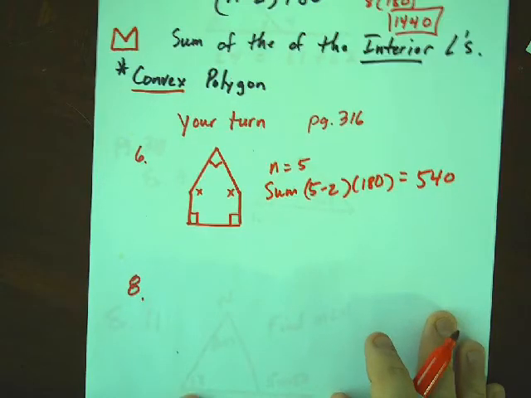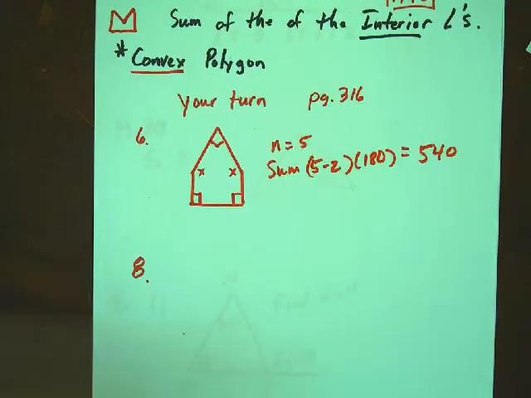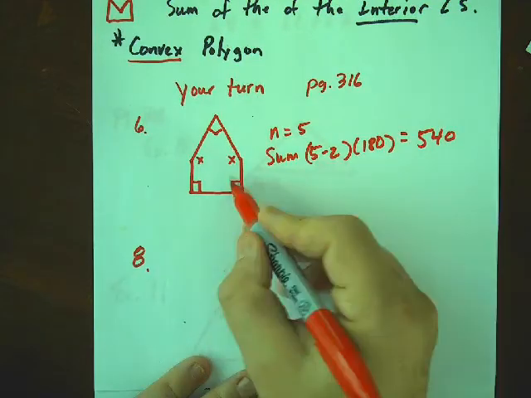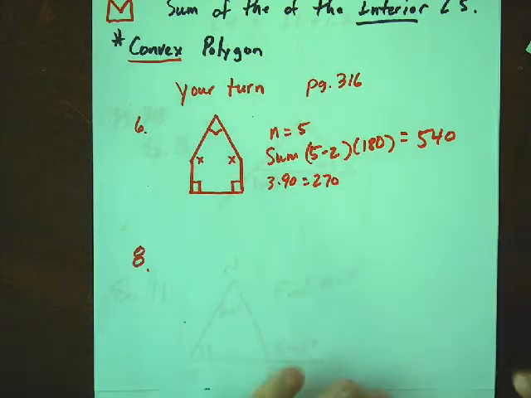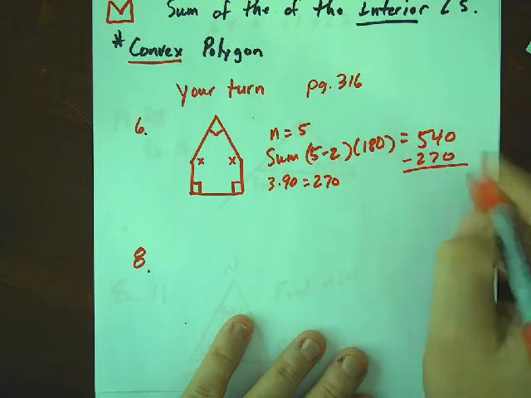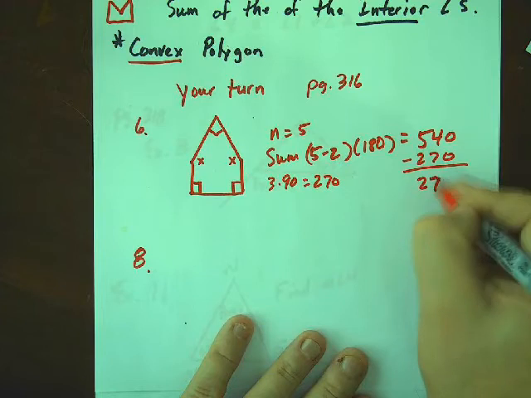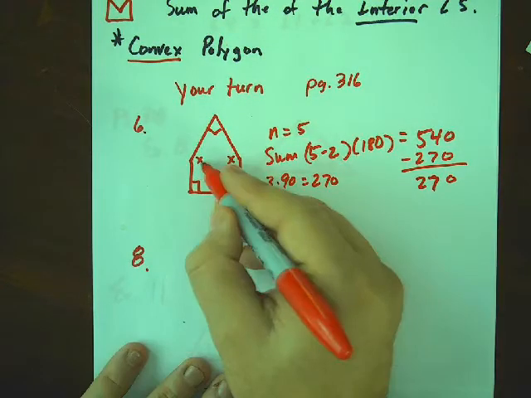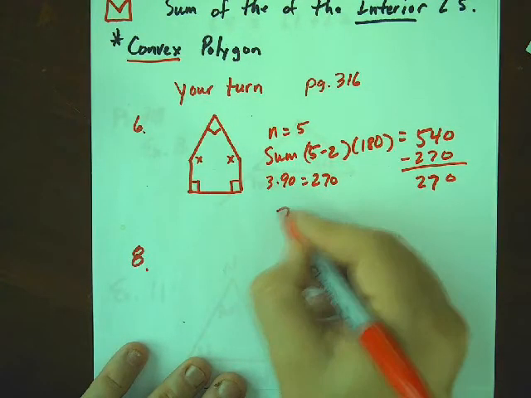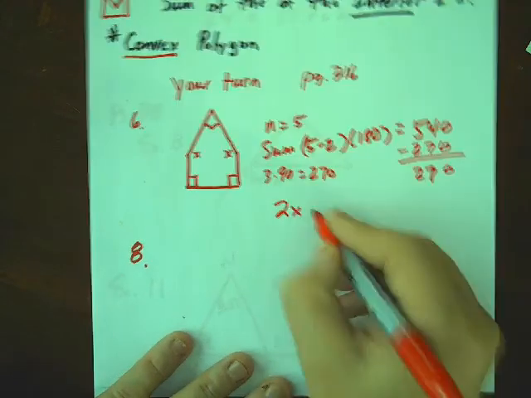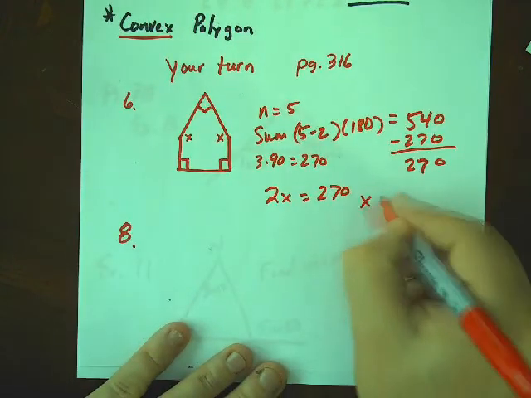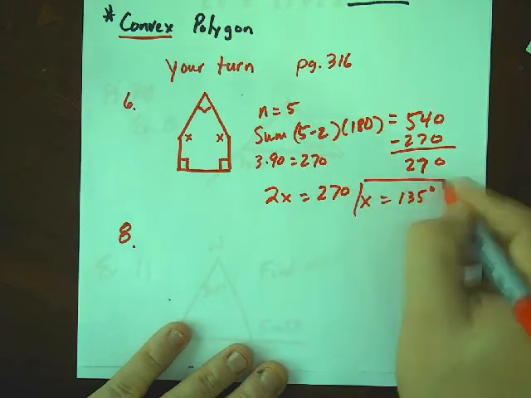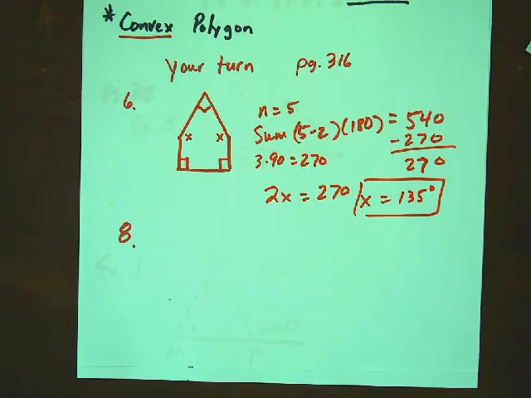So we know that all of them added up give us 540. Make sure you can see this okay. Yep, 540. And then we know 3 of them are 90. So 3 times 90 is 270. We subtract 270 away from 540, and we have 270. So that means that this angle and this angle happen to be the same. We'll call that 2x. 2x would have to equal 270. We divide by 2, and x is equal to 135 degrees. There it is.